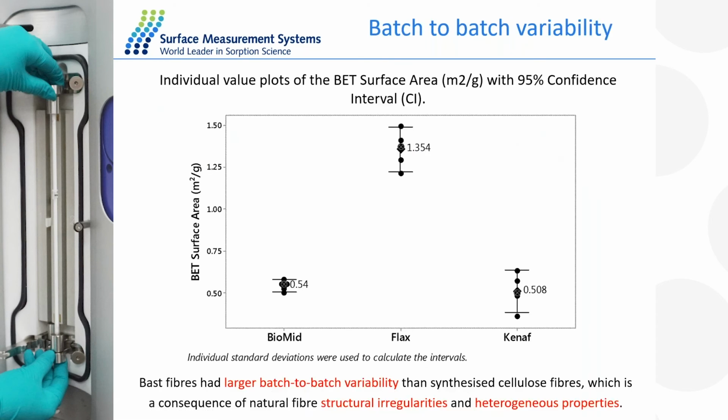And then we pack different samples in different columns and measure the surface area of different batches. Here it shows the nitro fiber has quite high batch-to-batch variation compared to the biomeat fiber, which is quite small in variation. This is expected as the nitro fiber has irregular structures as well as inhomogeneous properties, while the synthesized fiber is more uniform and more homogeneous in nature. So this study demonstrates the potential of IGC for the characterization of nitro fibers and also measuring the batch variation with very high sensitivity as well.